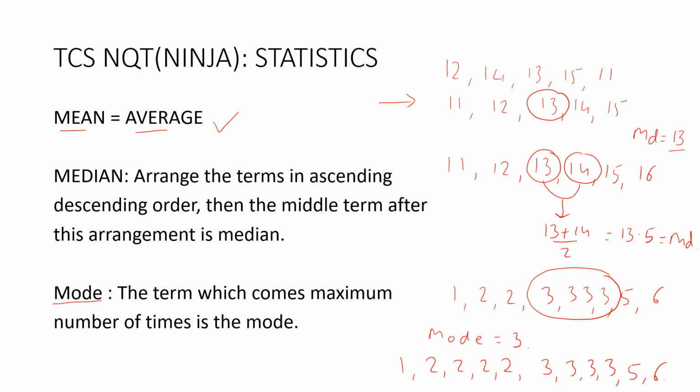So what is the term which is coming maximum number of times? It was 2 as well as 3 which was coming maximum number of times, and that maximum number of times was 4 over here. So my mode is both. It's going to be both 2 and 3. I have 2 modes for the given set of terms.